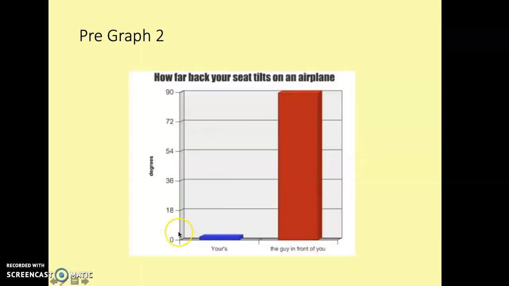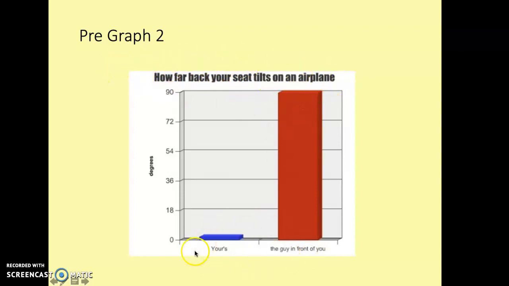We look at this one. Remember, on your x-axis, you have your independent variable, what you're changing. Here it's your seat versus the seat of the guy in front of you on an airplane, right? The title gives us a nice description of what's happening. For degrees, I'd maybe use angular degrees, something a little more specific. What we notice is that your seat only tilts back about 3 degrees, but this person goes 90. Actually, maybe that's not the best thing to put here. Maybe they could say it goes an additional 90, but this person is laying down straight. So that's kind of a funny thing here.